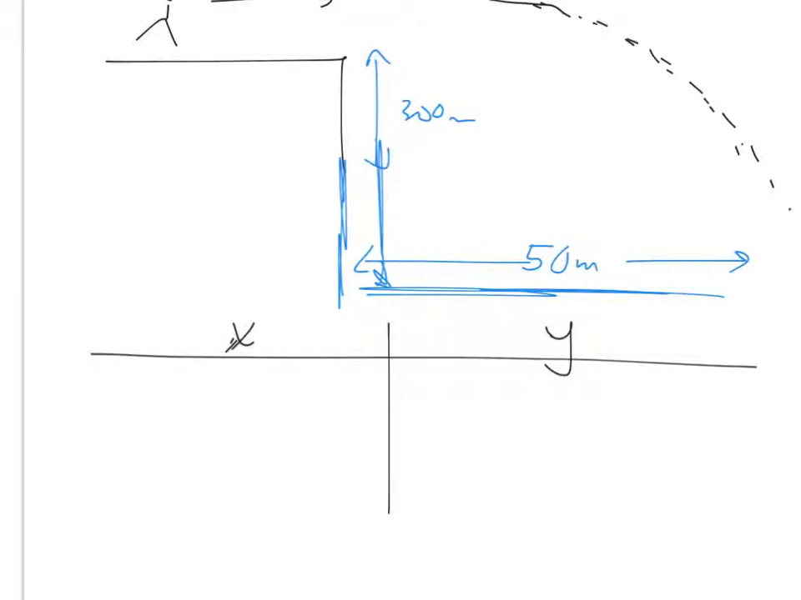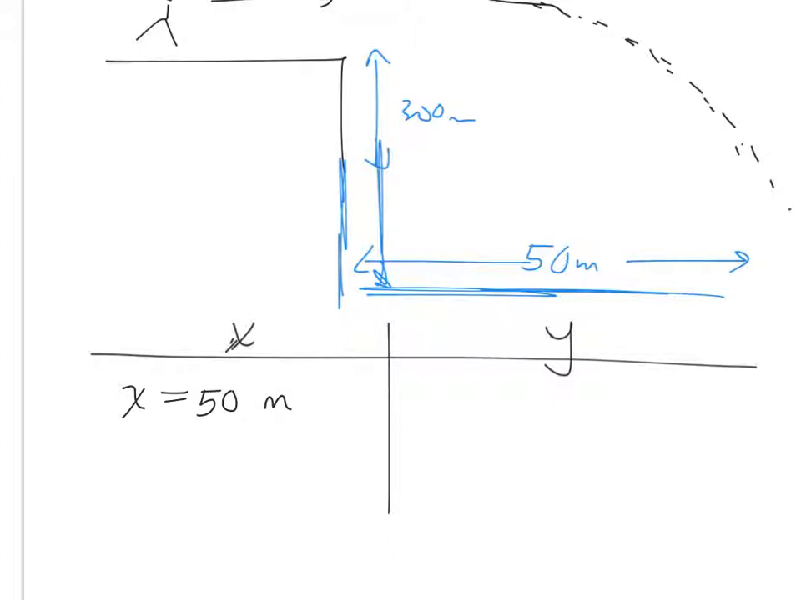He moves horizontally after leaving the bridge 50 meters. So what variable would that represent? Good. The horizontal displacement x is 50 meters. And he moves to the right, so it's positive 50 meters, in our diagram at least, right?